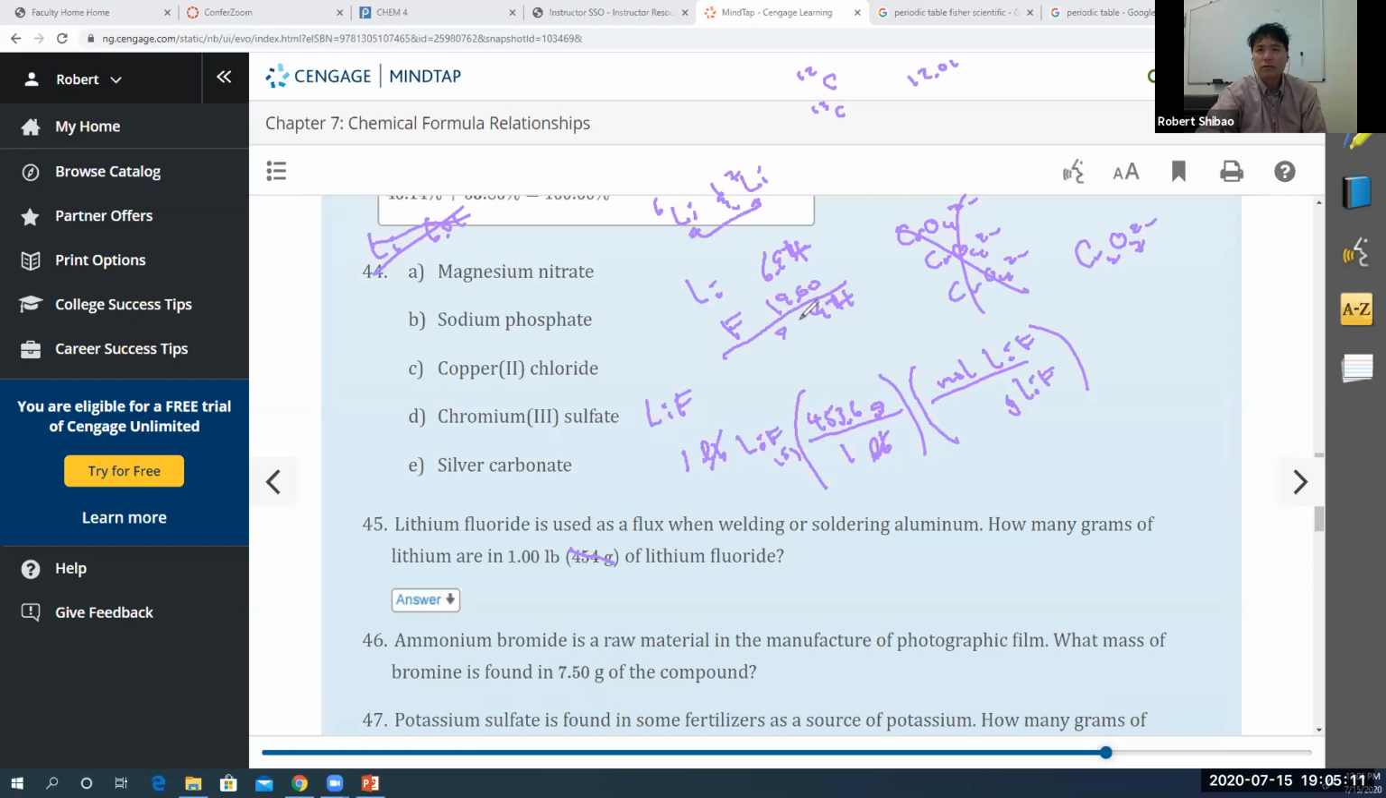25.94. So we can convert grams of lithium fluoride to moles of lithium fluoride. Once we have moles of lithium fluoride, they're asking how many grams of lithium are in here.